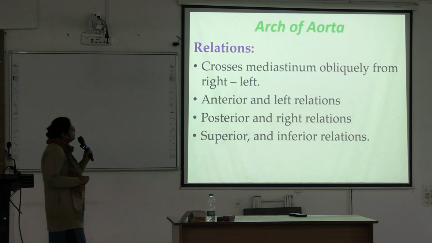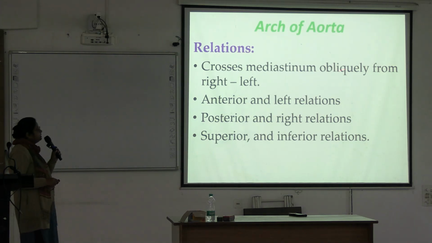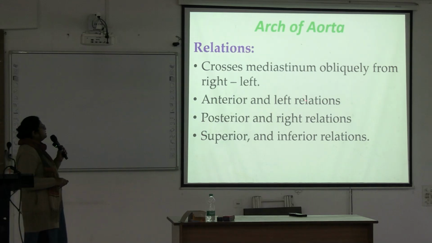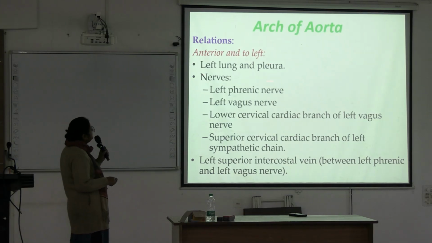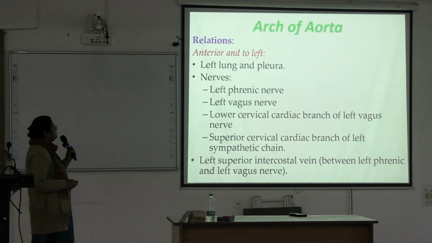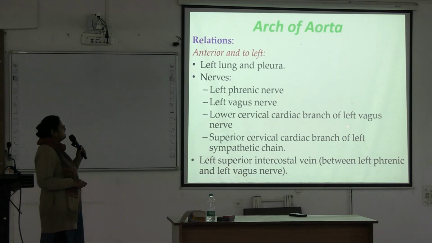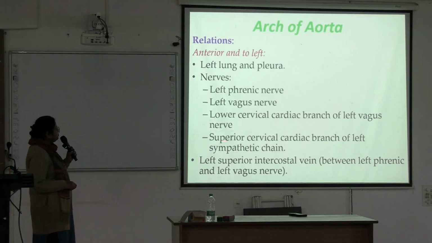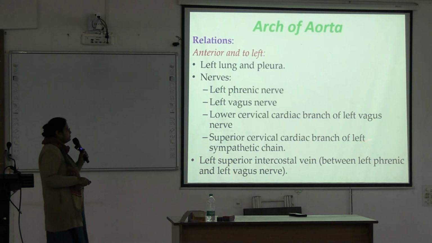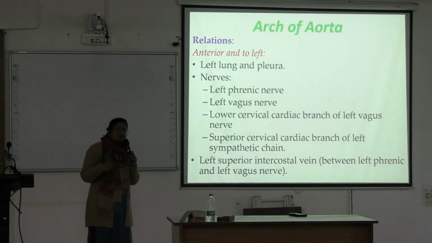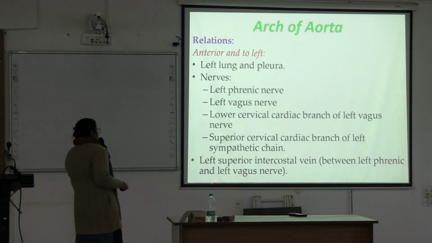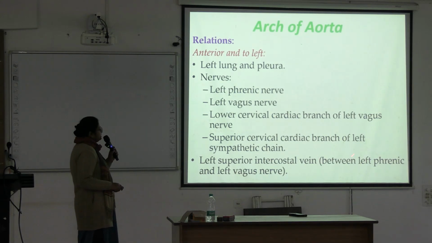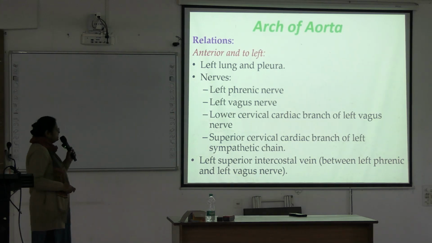So the arch of aorta crosses the mediastinum obliquely from right to left, anterior, and all these relations we will discuss. So anterior and to the left lies the left lung and pleura, and these nerves: left phrenic nerve, left vagus nerve, lower cervical cardiac branch of left vagus, superior cervical cardiac branch of left sympathetic chain. All these are forming the cardiac plexus. Superficial and deep cardiac plexuses are there. And the left superior intercostal vein lies between the left phrenic and left vagus nerve.